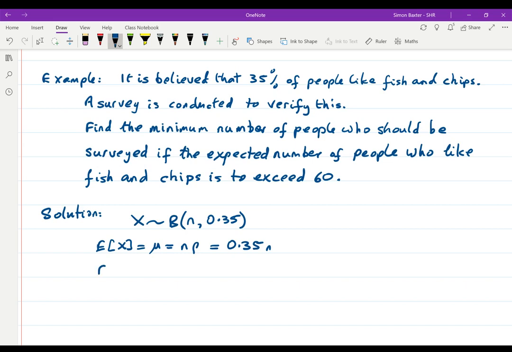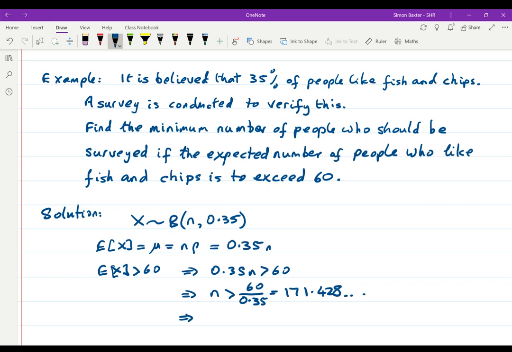If we want the expected number to exceed 60, then we have that 0.35n exceeds 60, and therefore n is bigger than 60 over 0.35, which is 171.428... and so n equals 172, since the expected mean has to exceed 60.